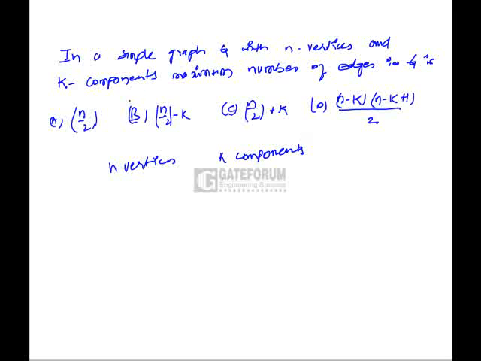If a simple graph contains n vertices and K components, then the maximum number of edges possible would be: the number of edges is less than or equal to (n minus k) into (n minus k plus 1) by 2. So here the maximum number of edges in graph G would be (n minus k) into (n minus k plus 1) by 2. This is a standard result. So here the correct option is option D.